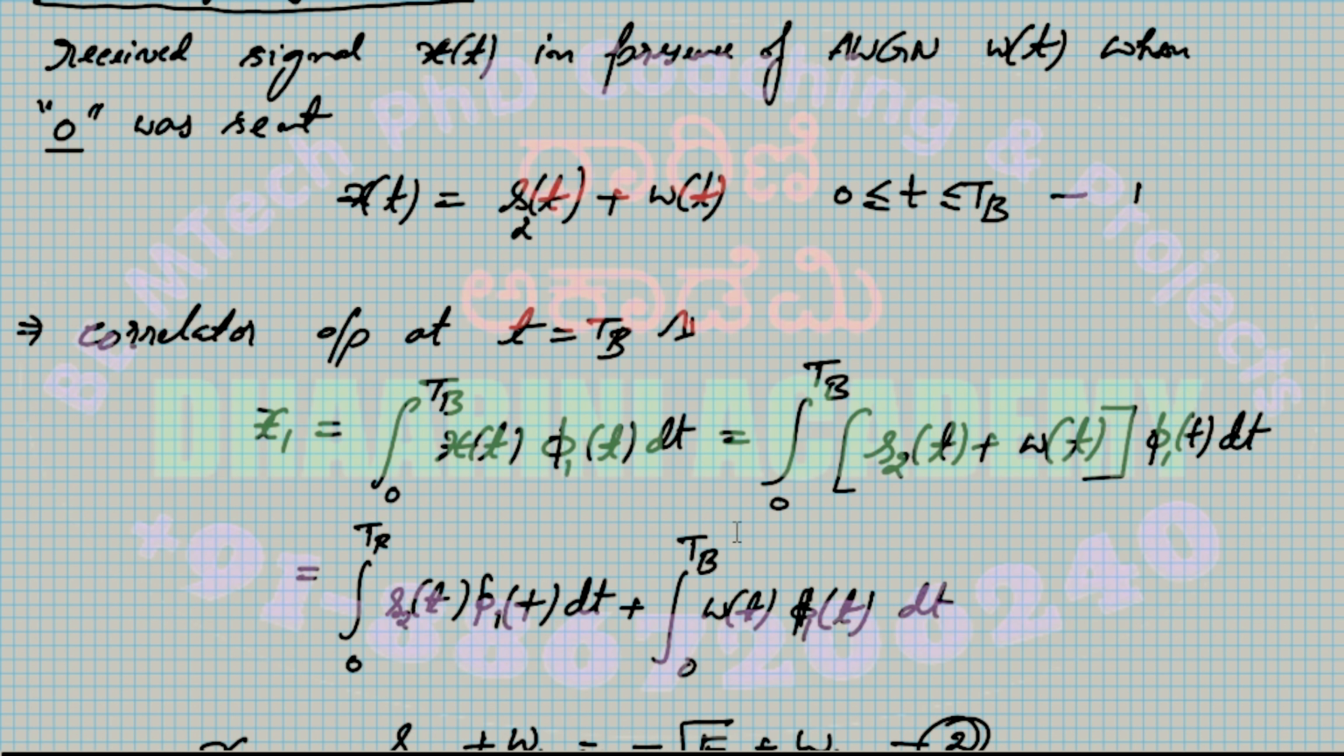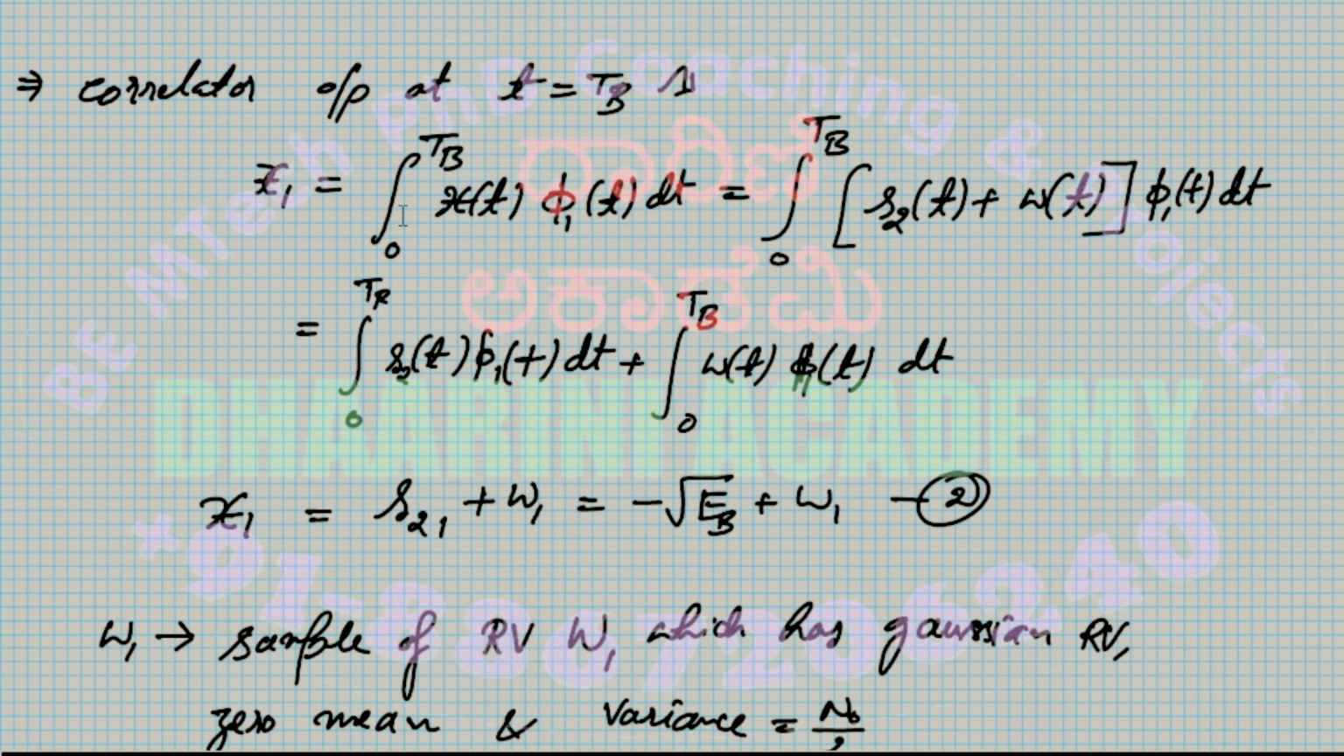So we start with the received signal in the presence of noise when 0 was sent. Only when there is noise can you say that there is error. So x of t, when 0 is sent, is s2 of t plus w. Whatever is received directly gets correlated. The next step is the correlator output, that is the output of the integrator block. Whatever is received, x of t, is multiplied with phi 1 of t dt and integrated. So replace x of t as s2 plus w, where s2 is the signal and w is the noise.